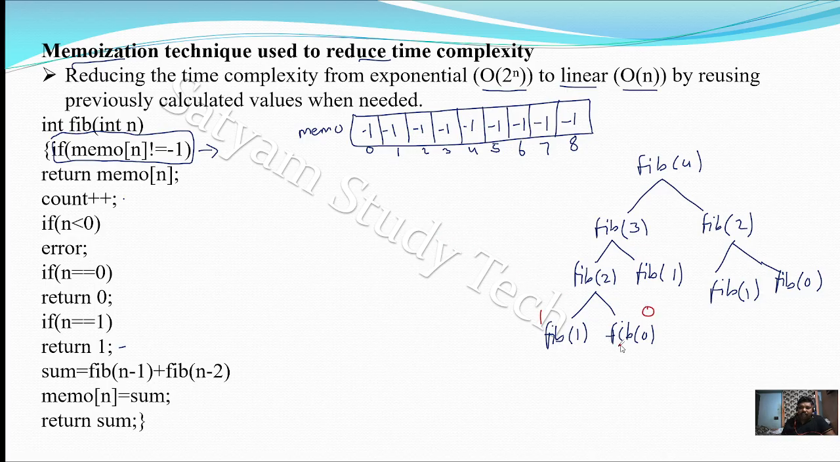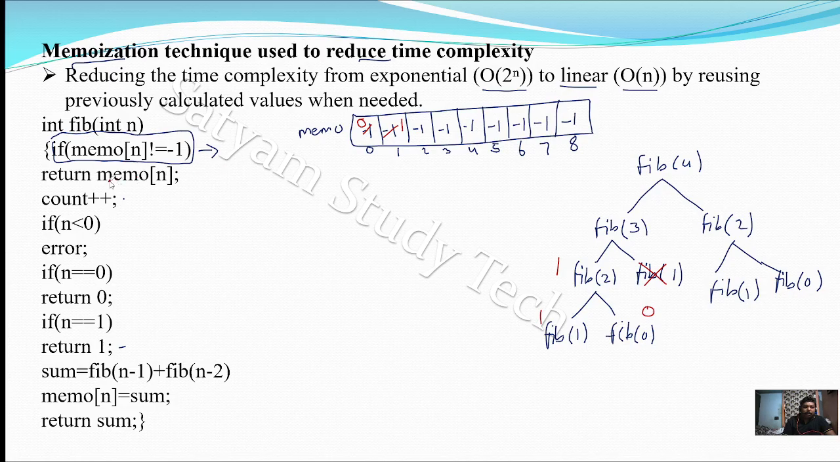Whenever you return those values, you store them in this memoization array. Fib of 1 is 1, so we update here fib of 1 is 1, and fib of 0 is 0. Then 1 plus 0, so fib of 2 value is 1. For fib of 1, we need not calculate it again. You can check fib of 1: int n is 1, so memo of 1 not equal to -1 is true. Memo of 1 is 1, it is not -1.